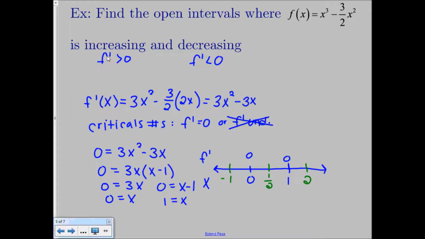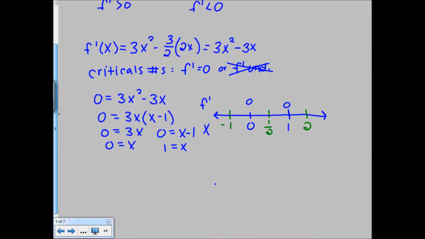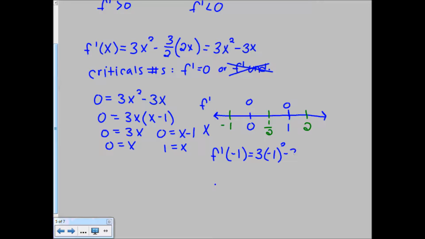So let's find out first what f prime of negative 1 is. So f prime of negative 1 is going to be equal to 3 times negative 1 squared minus 3 times negative 1, which is just equal to 3 plus 3, or 6. So it's positive there, so we're going to put a positive sign over the negative 1. You could write the number, but sometimes having a lot of numbers up there can be a little confusing, and we don't want to confuse ourselves.